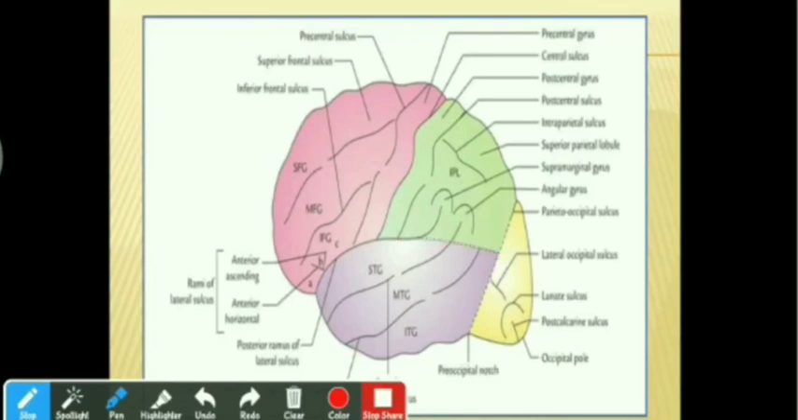So the frontal lobe is bounded by, this is the frontal lobe, you can see here, and it is bounded behind by the central sulcus and below by the posterior ramus of the lateral sulcus.